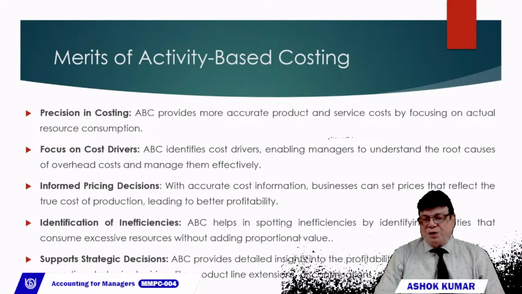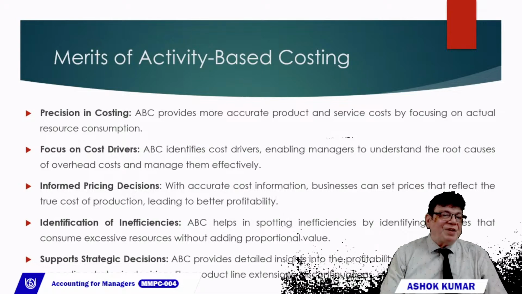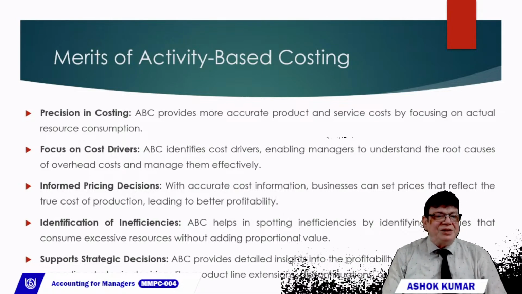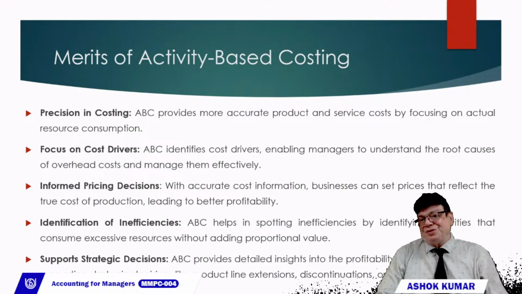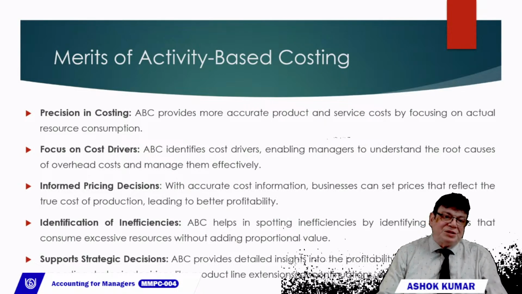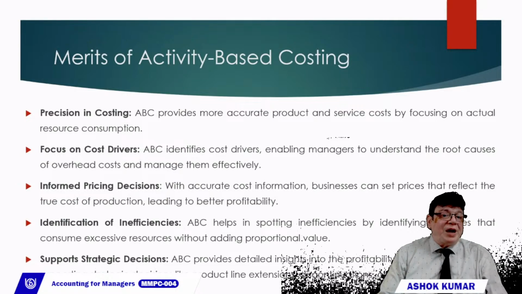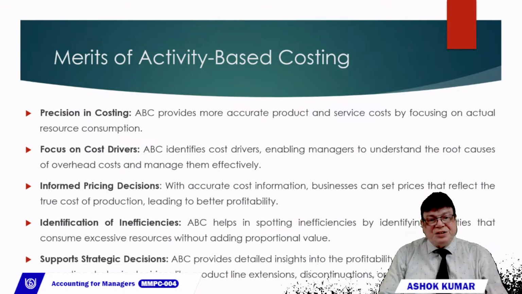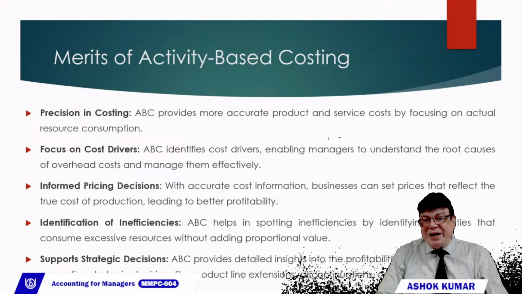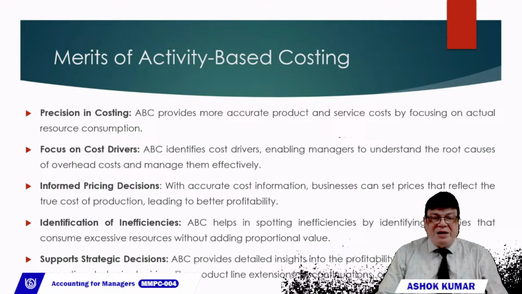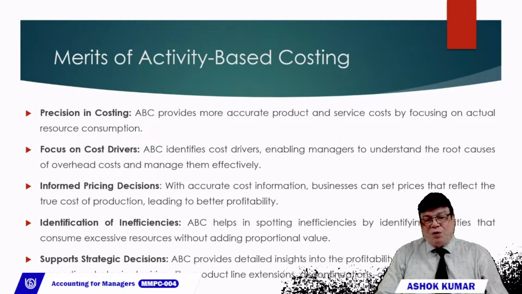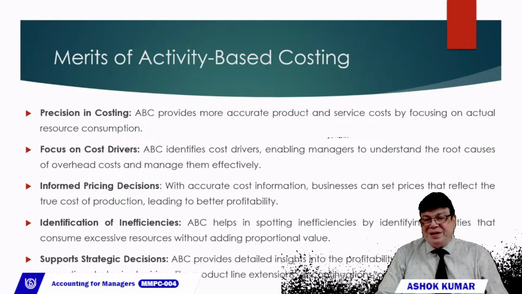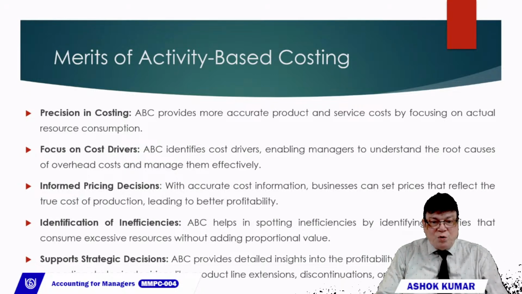Next is merits of activity based costing. What are the merits? First merit is precision in costing. Activity based costing provides more accurate product and service costs by focusing on actual resource consumption. Next is focus on cost drivers. Activity based costing identifies cost drivers, enabling managers to understand the root causes of overhead cost and manage them effectively. Informed price decisions. With accurate cost information, businesses can set prices that reflect the true cost of production, leading to better profitability. Identification of inefficiencies.